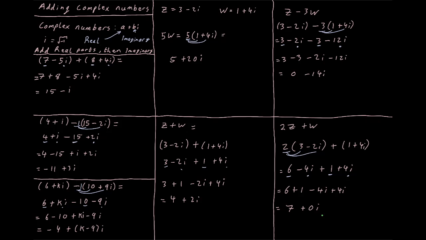So that's what we need for adding our complex numbers. Gather the real terms together and the imaginary terms together, add them up, and that is all we do. So that is what we need for now.